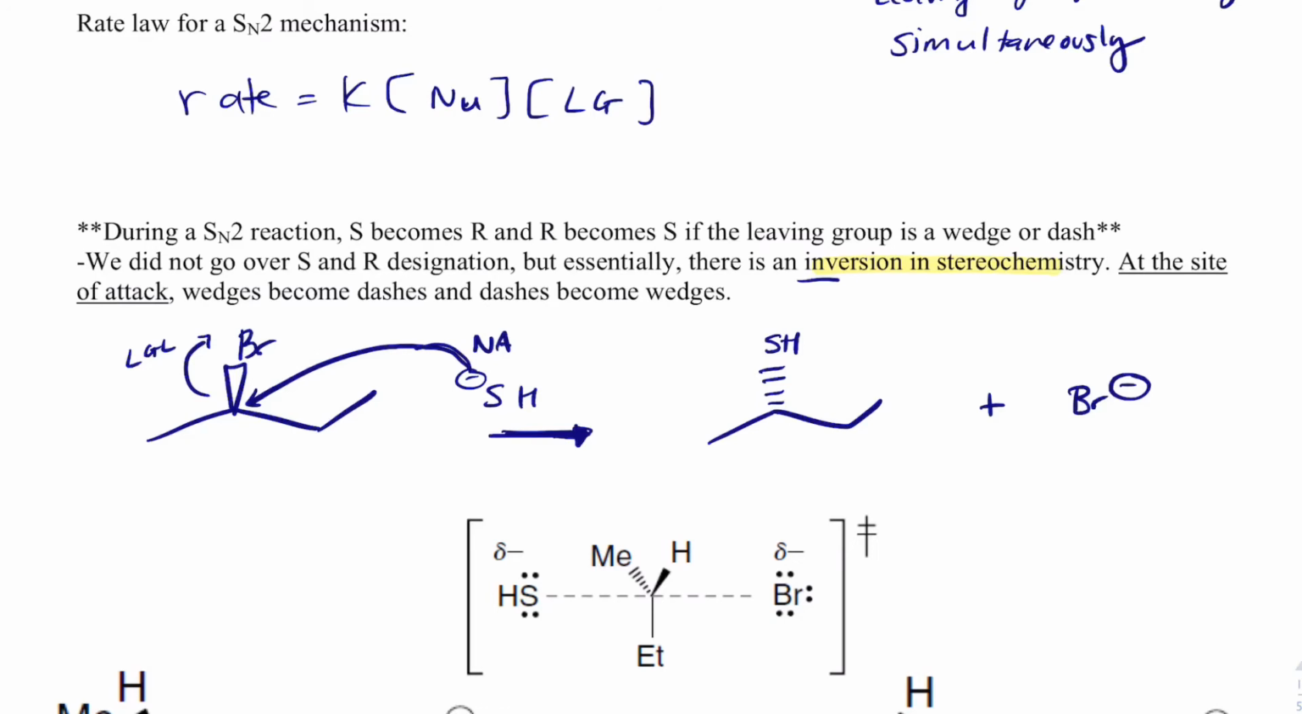Okay, so with SN2, we get an inversion of stereochemistry only at the site of the attack. So let's say we had some methyl wedge down here. That methyl wedge would still be there because that's not part of the reaction.